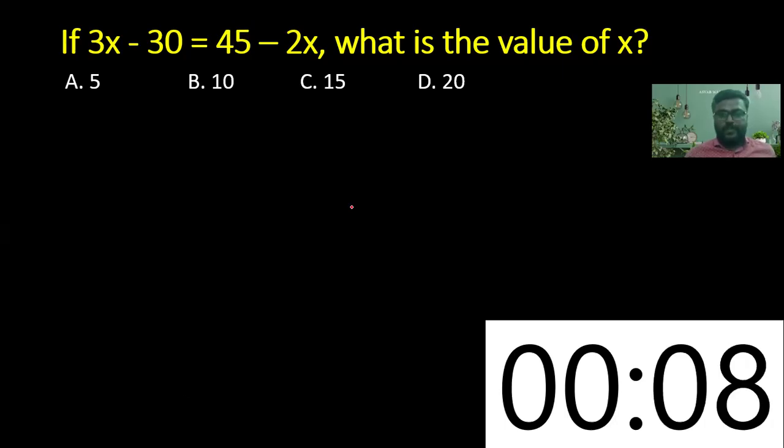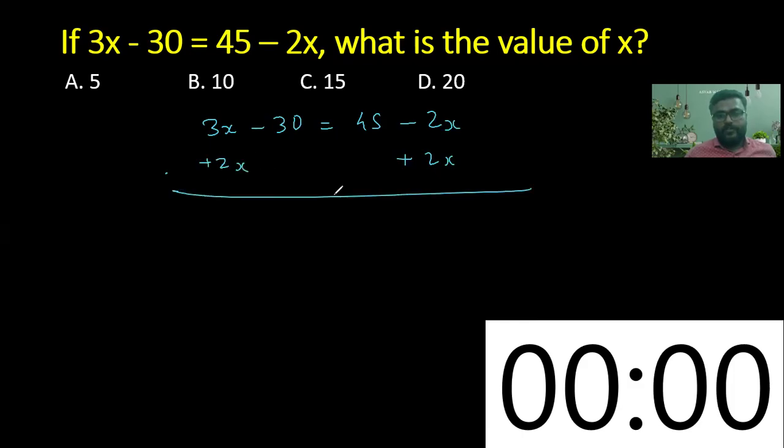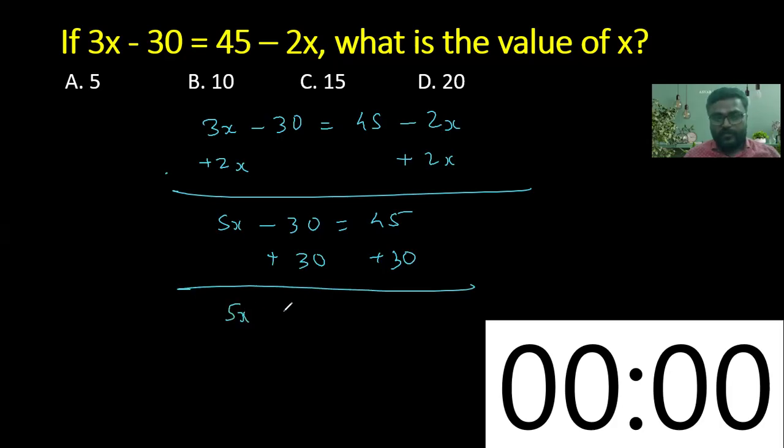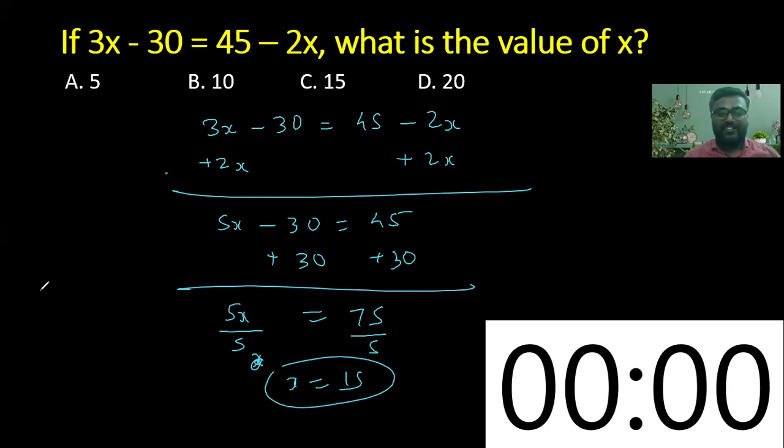Both of you got 15. So let me just try solving it. 3x minus 30 is equal to 45 minus 2x. Add 2x to both the sides. We get 5x minus 30 is equal to 45. Add 30 to both the sides. What do you get? 5x equals 75. Divide both the sides by 5. X would be nothing but equal to 15. You guys got it right.